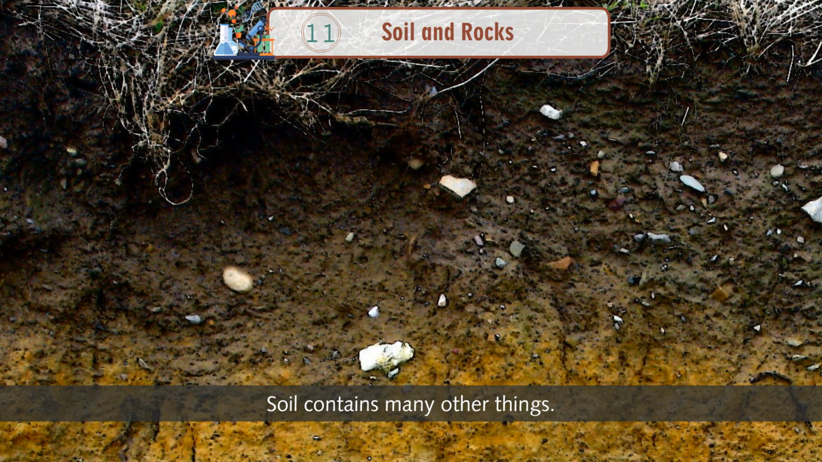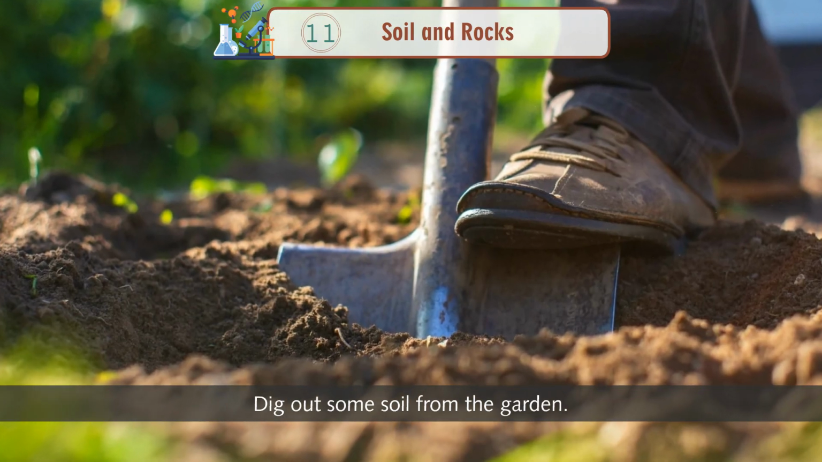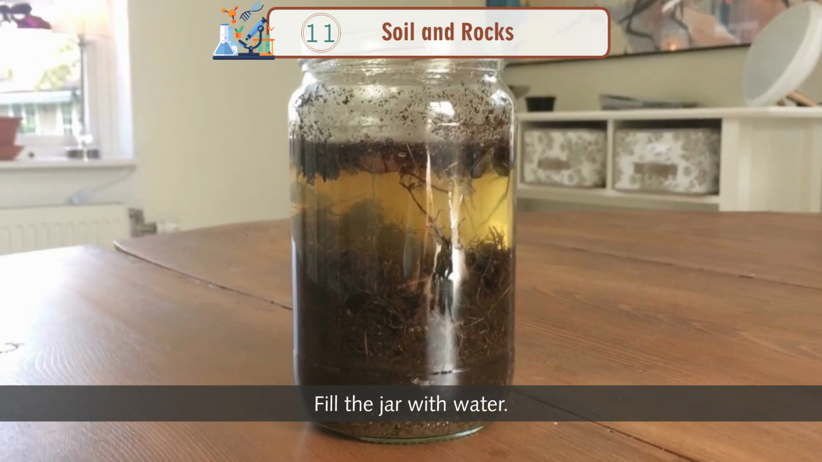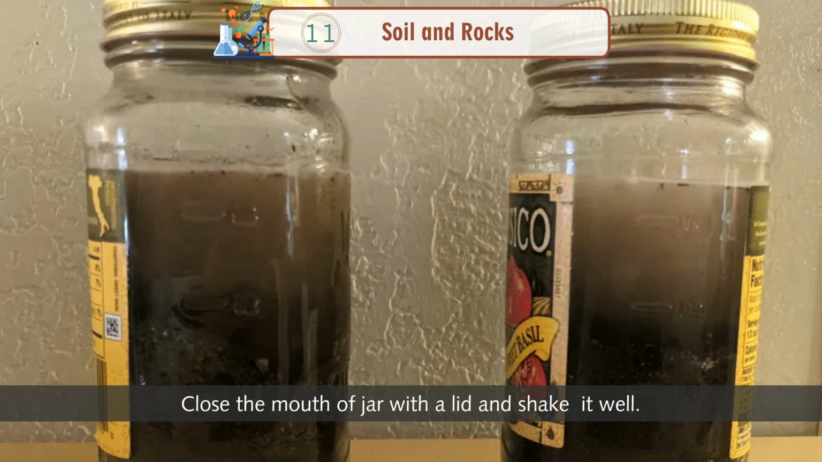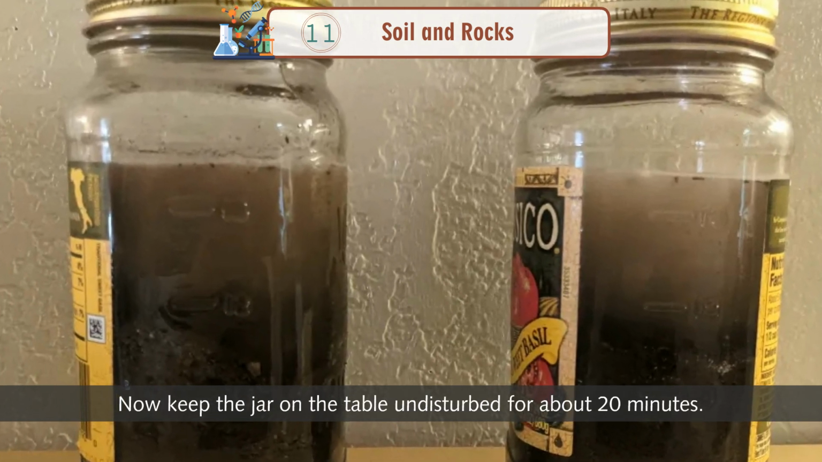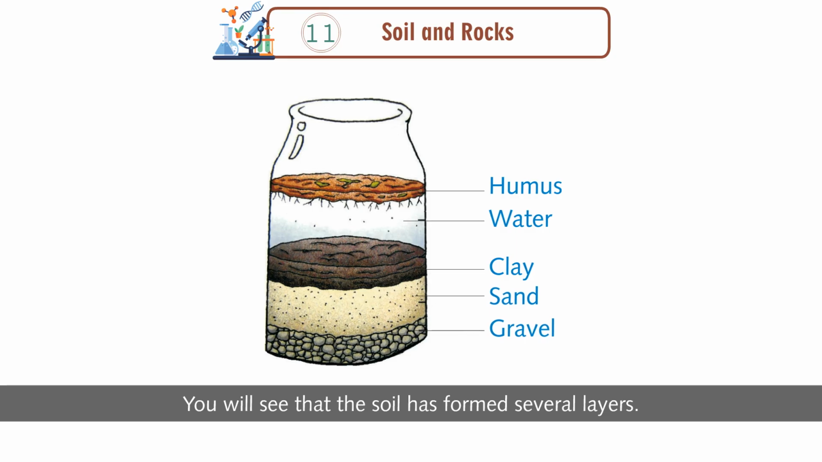What does soil contain? Soil contains many other things. Dig out some soil from the garden, put the soil in a glass jar, fill the jar with water, close the mouth of the jar with a lid and shake it well. Now keep the jar on the table undisturbed for about 20 minutes. You will see that the soil has formed several layers.